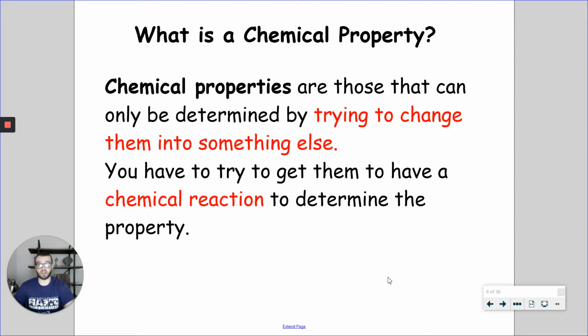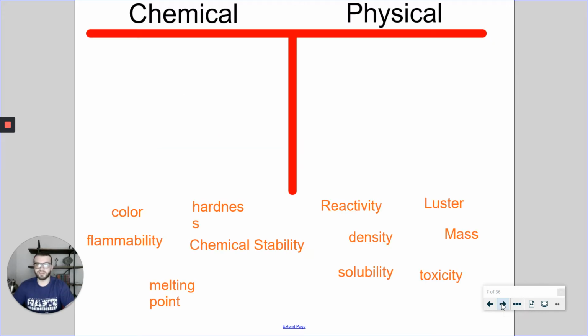Chemical properties, on the other hand, are those that can only be determined by trying to change something's identity, some type of substance. Set it on fire, blow it up, make it rust. You're really doing a number on this thing. Okay? So you have to try to get them to have a chemical reaction, i.e., something blowing up, catching on fire, making something toxic, to determine if that property exists. Think Mythbusters reactions.